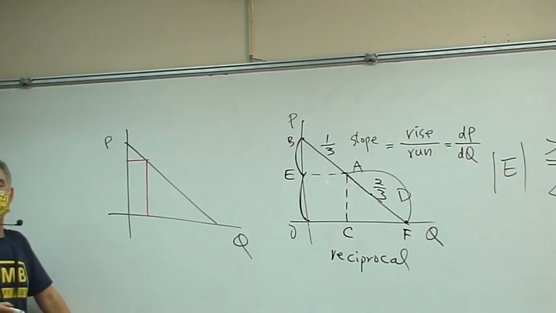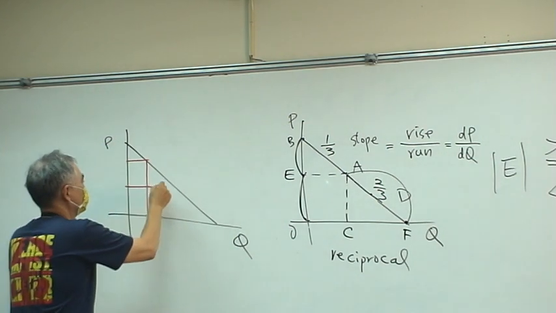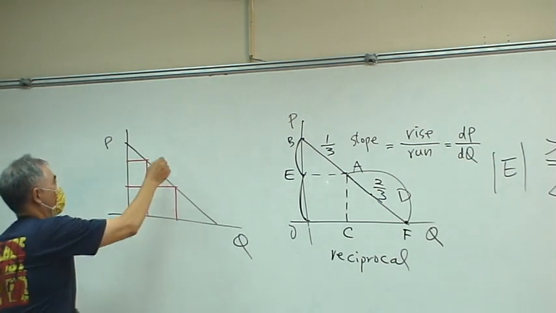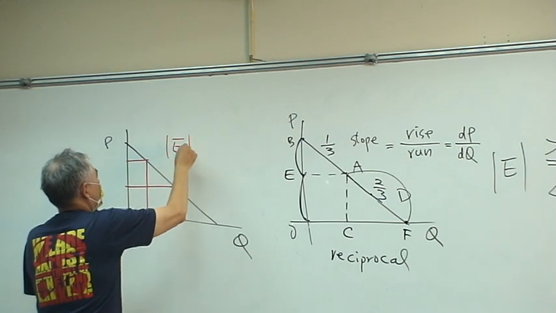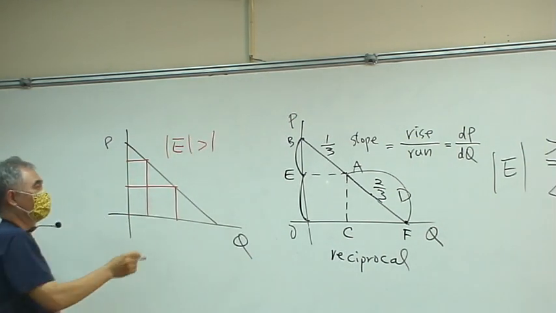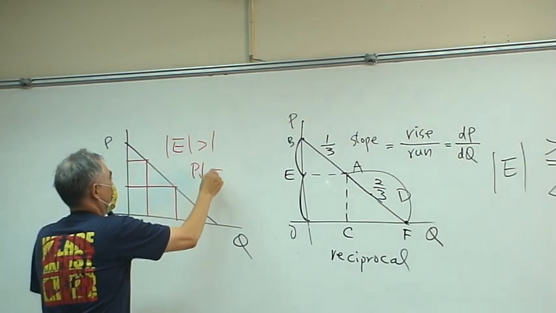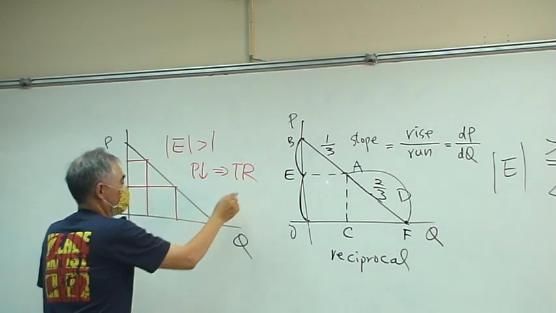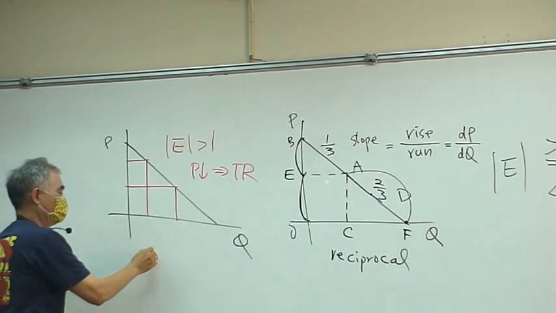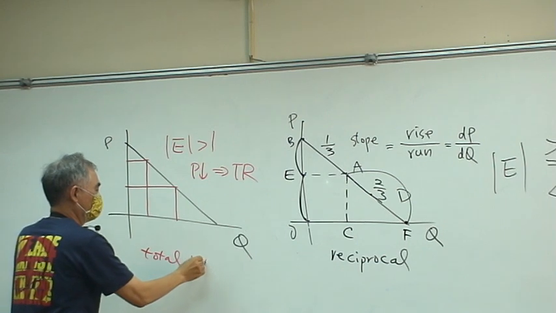So when price goes down, what happens? So elasticity is greater than 1. When price goes down, what happened to TR? TR is total revenue.